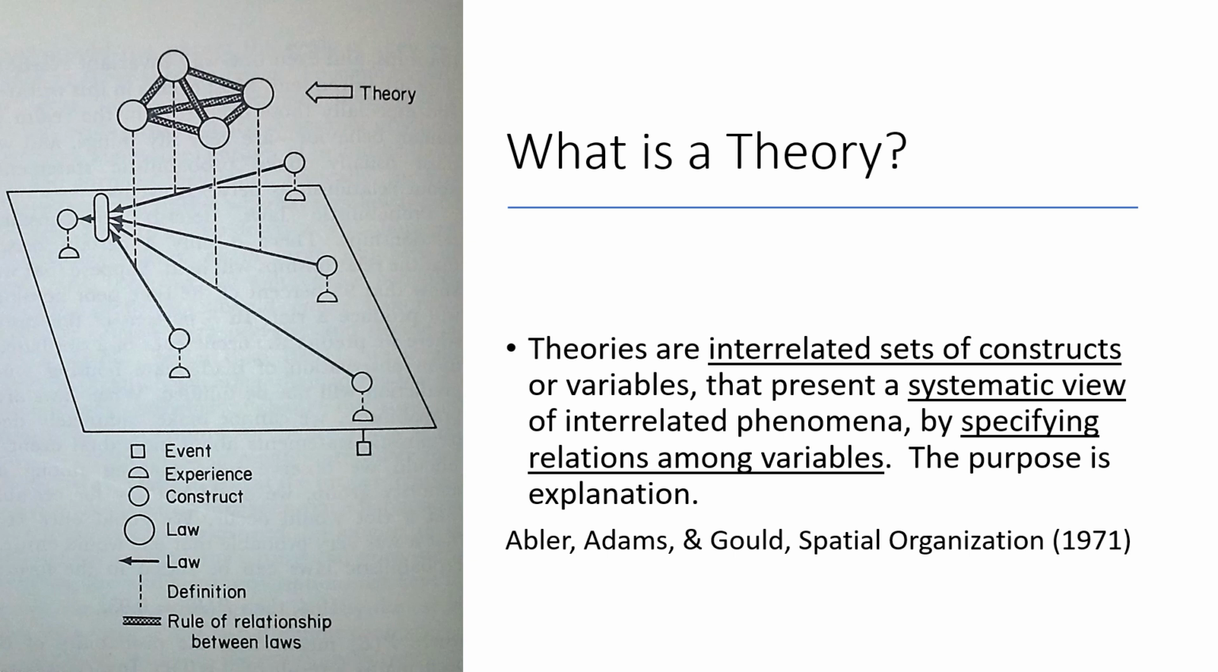What is a theory? A theory is an interrelated set of constructs or variables that present a systematic view of interrelated phenomena by specifying relationships among variables. The purpose is explanation. And here is an excellent diagram showing the direct relationship between an event and experience and theory. As this occurs, constructs become discernible at some point when they're expressed or experienced, which leads to the discovery of an event. Finally, the theory explains the event, how it came about, and what are the impacts and outcomes.